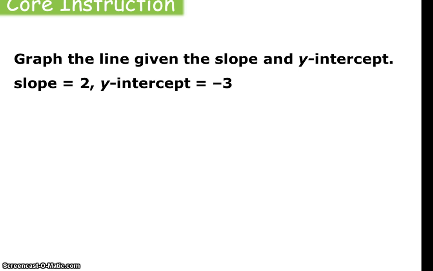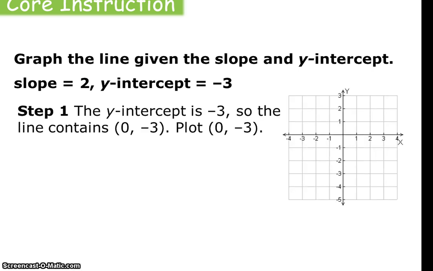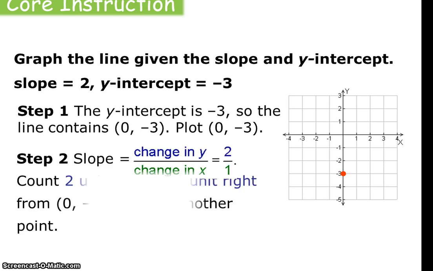Let's take another example. So here the slope is 2 and the y-intercept is -3. So if the y-intercept is -3, that means I'm going to plot a point at 0,-3. The line in question contains that point. And then I'm going to use the slope of 2, which is 2/1, which means I'm going to rise 2 units and then run 1 unit. I'm going to rise 2 units up and go 1 unit to the right from 0,-3.